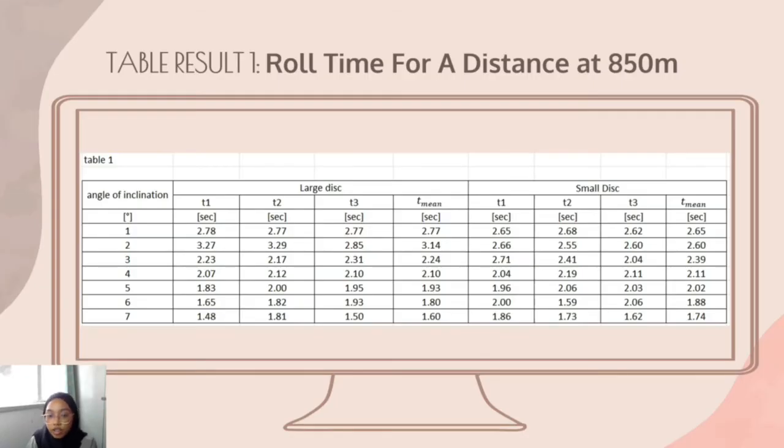This is the result for table 1, which is the roll time for a distance of 850 millimeters. This result consists of two sets of data, for the large disc and for the small disc. We have 7 angles of inclination, and for each of the large and small discs we repeat the experiment 3 times to get the average reading. We noticed that for both discs, the average reading decreases from angle of inclination 1 to 7.